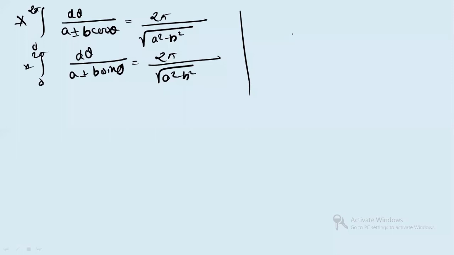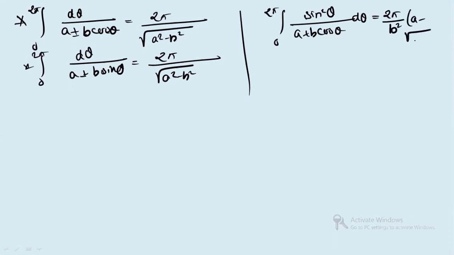There is one more integral. It will be integration 0 to 2 pi, with sin square theta in the numerator, divided by a plus b cos theta d theta in the denominator. For this, you will write 2 pi by b square times (a minus root over a square minus b square). So directly you can use these formulas as well.